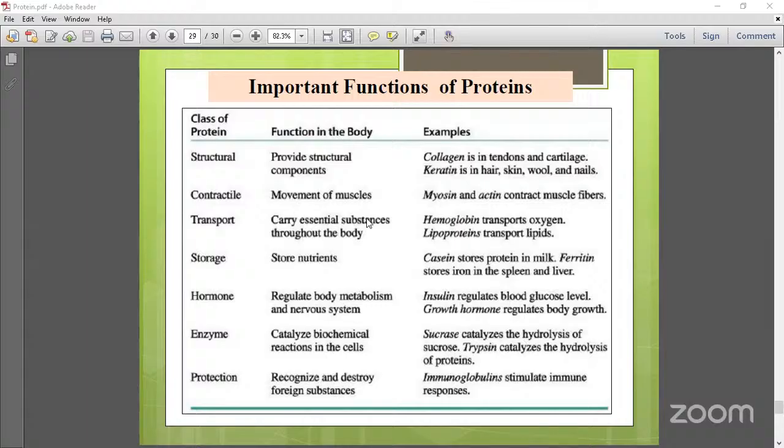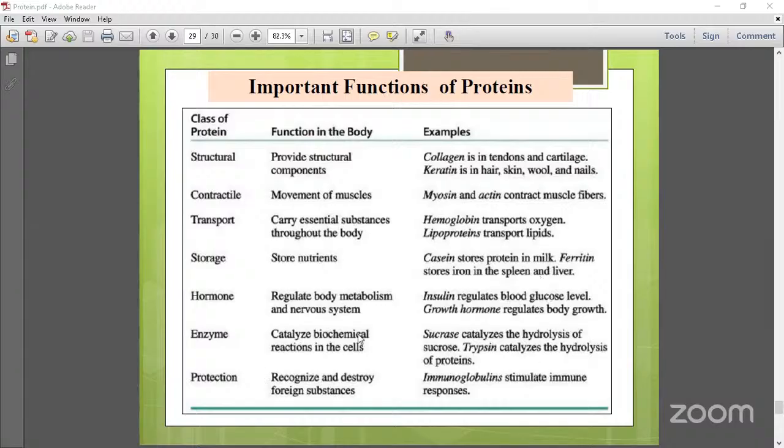And movements of the muscles, that is contractile movements: myosin and actin are the contractile muscle fibers. Transport: proteins carry essential substances throughout the body. Those are hemoglobin, which transports oxygen, and lipoproteins, which transport lipids. And storage: casein, which stores protein in milk, and ferritin, which stores iron in the spleen and liver.